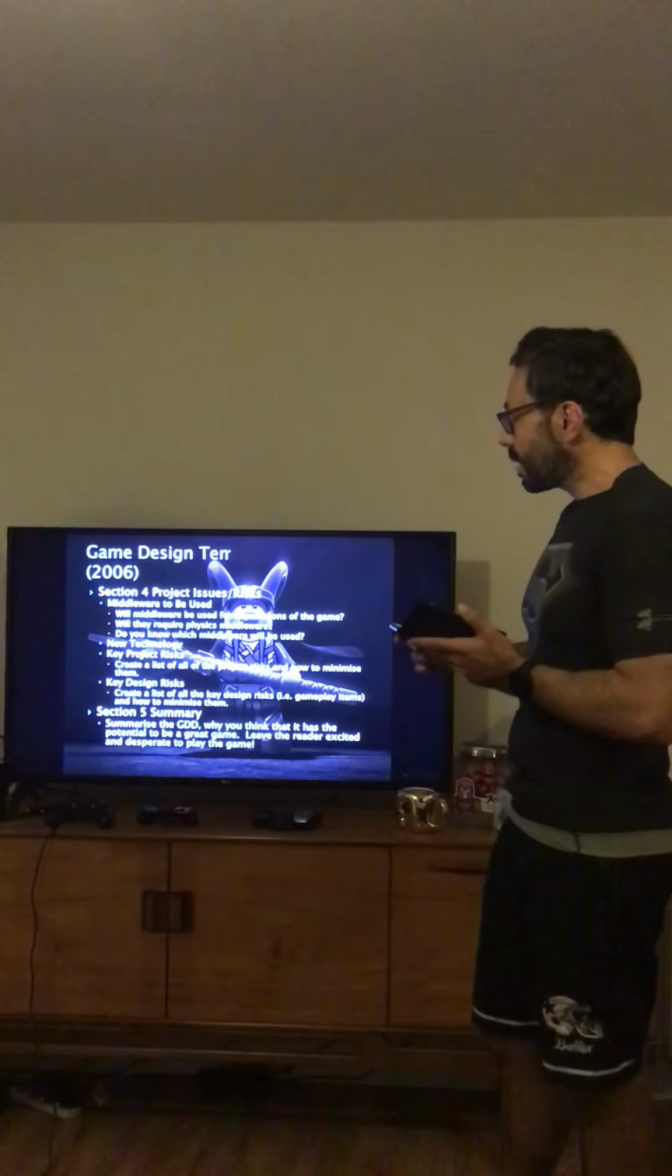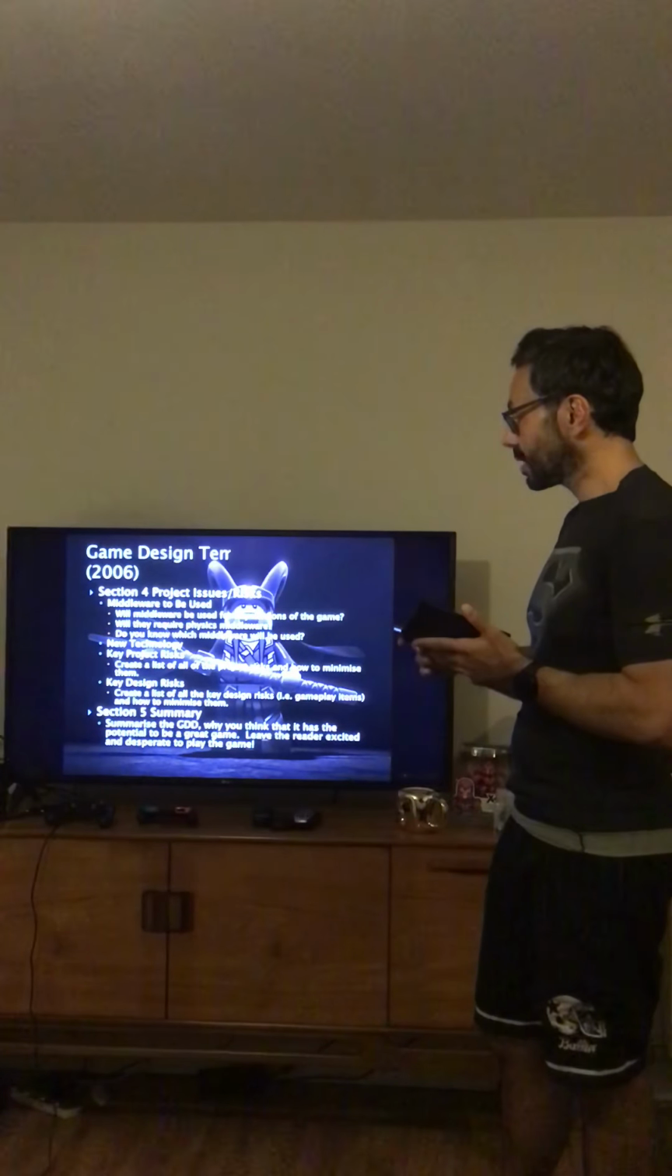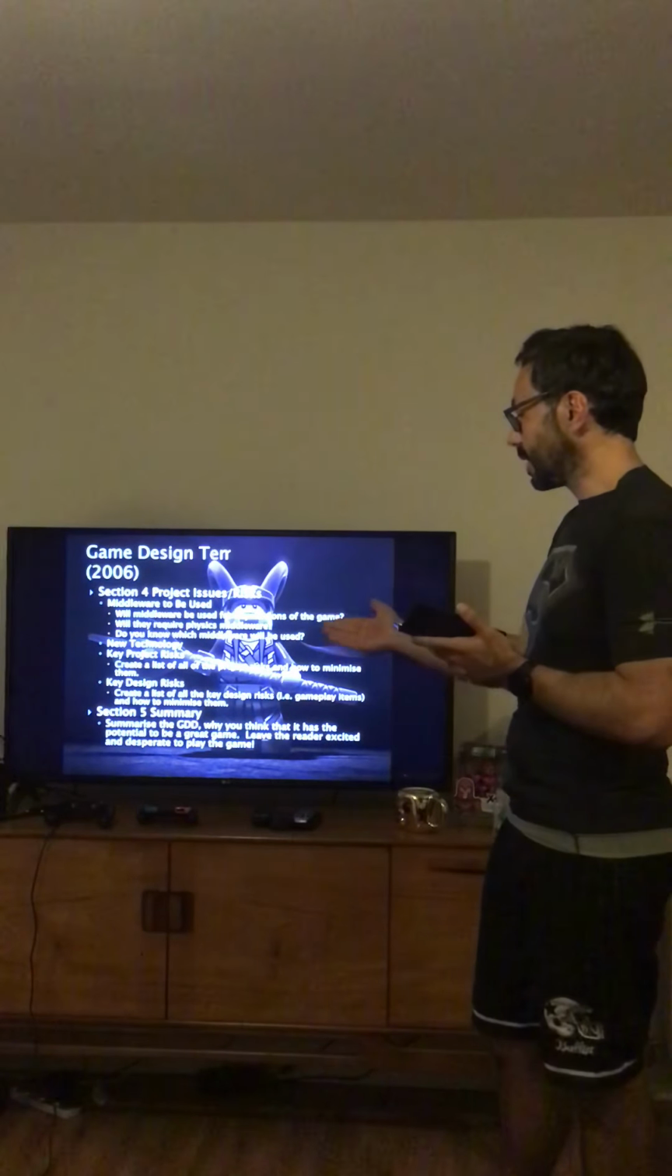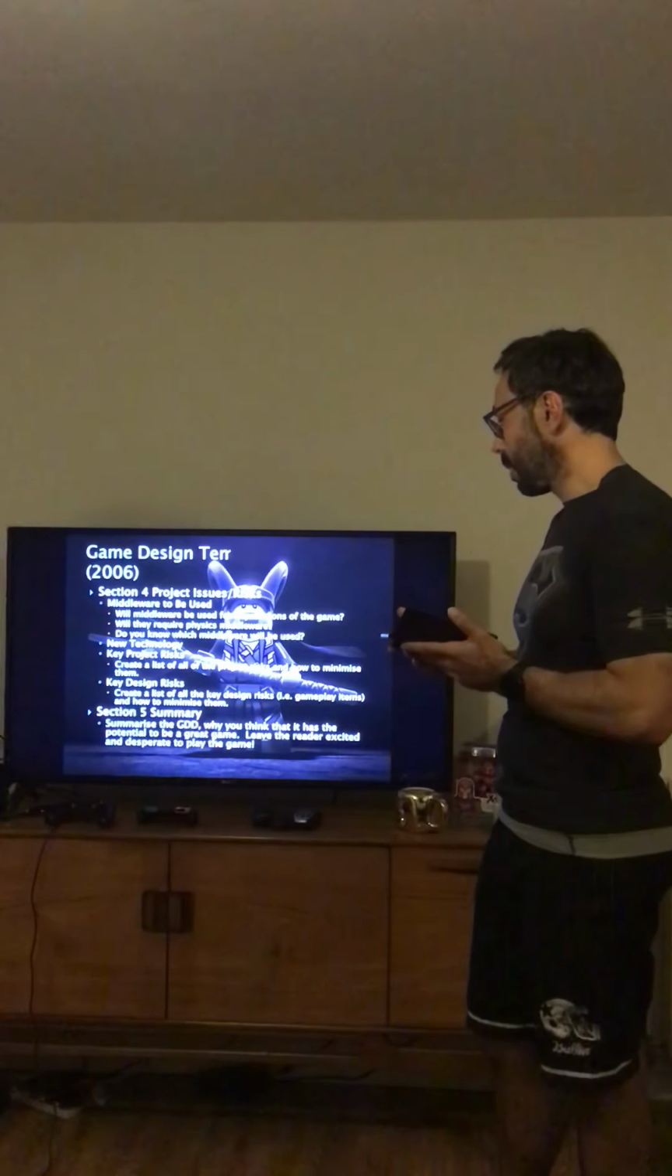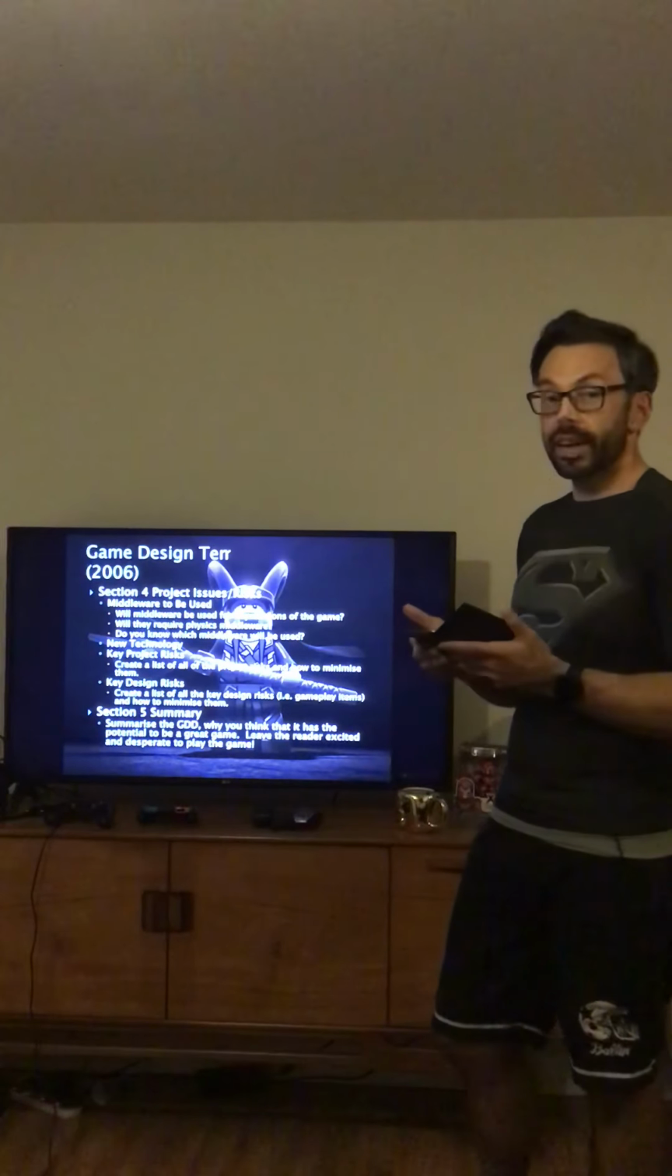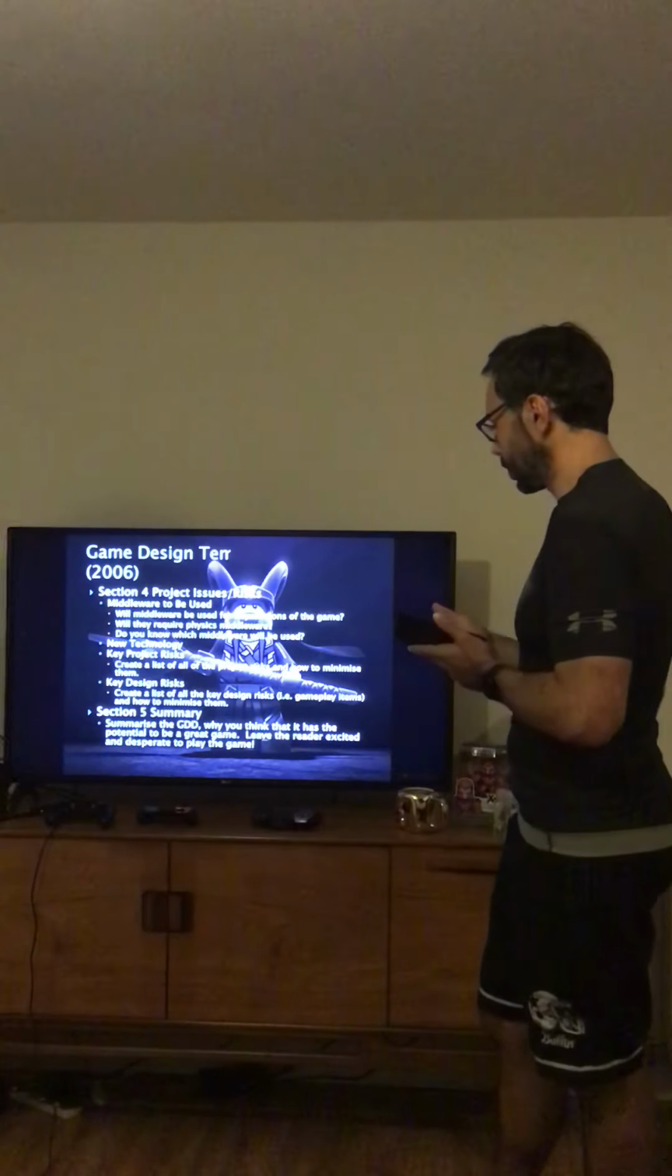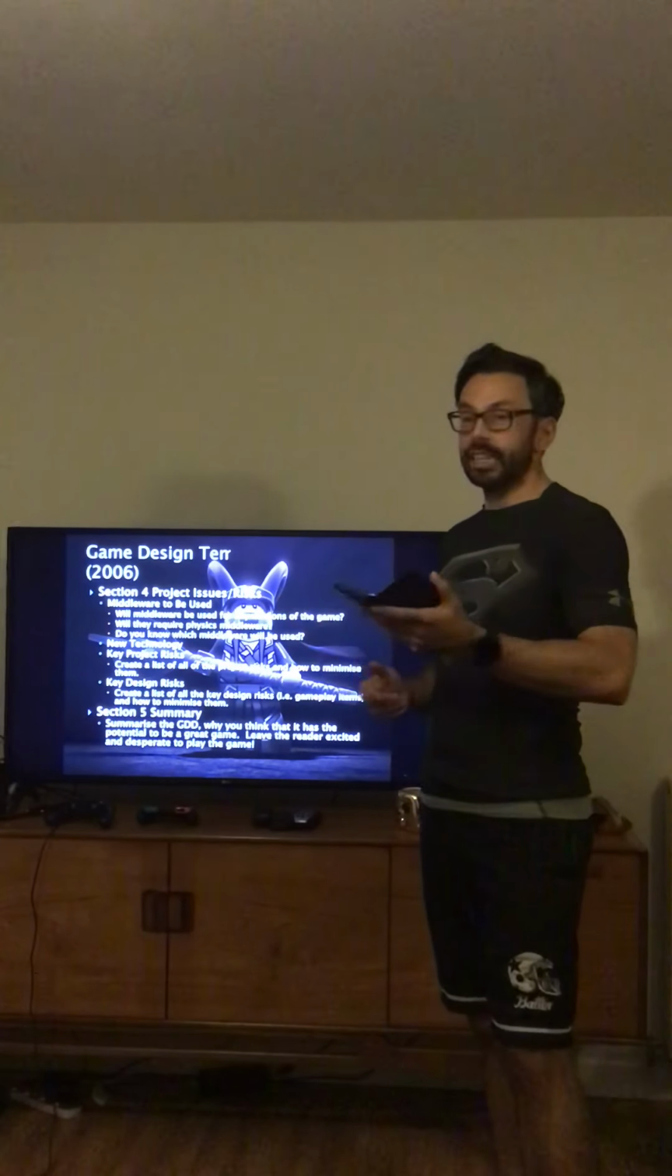Middleware to be used is perhaps another thing you may wish to consider. Key project risks, design risks, and then a summary. Summarise the game design document and why you think there's the potential to be a great game. You've got to be able to sell yourself and leave the reader excited and desperate to play the game.